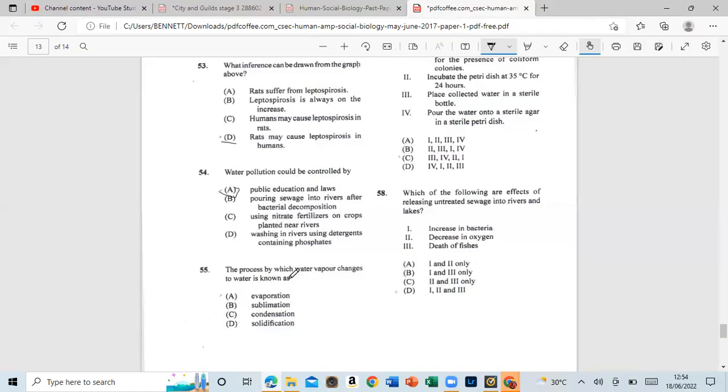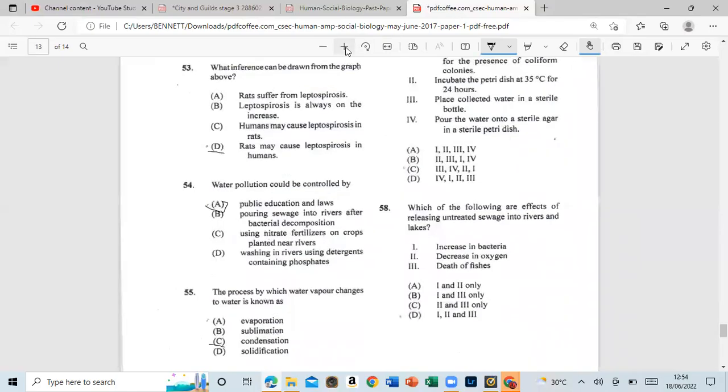55. The process by which water vapor changes is known as evaporation, sublimation, condensation, or solidification. And that is condensation. That reminds me of the man with Mrs. Johnson. All right, so that's condensation.